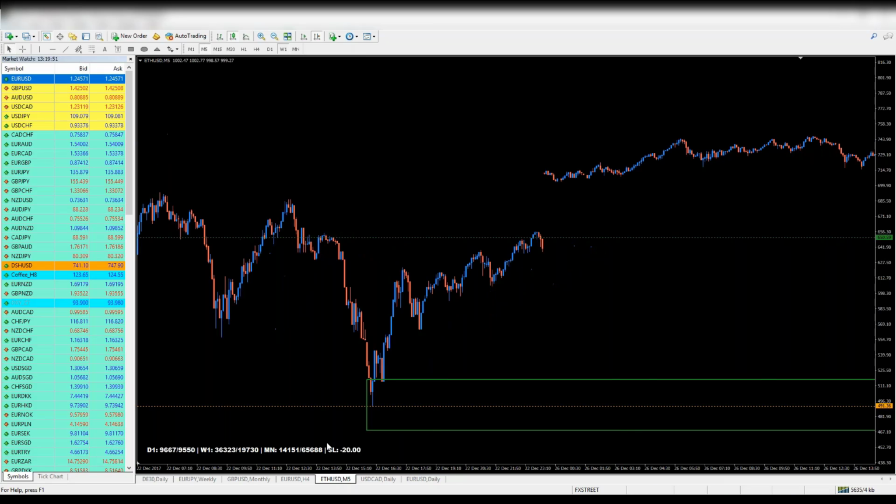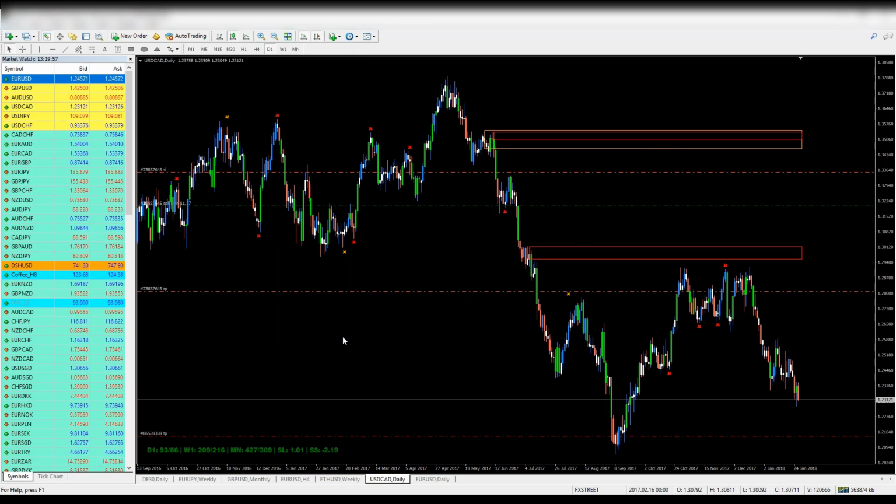Let's have a look at the dollar CAD. The dollar CAD. So what do we have? Well, we have a look here. We want to be buying because of the swaps. That doesn't mean we have to buy. It just means that in positions it can get a little bit expensive. But you can see I'd like to sell up here, but price is not getting up there.